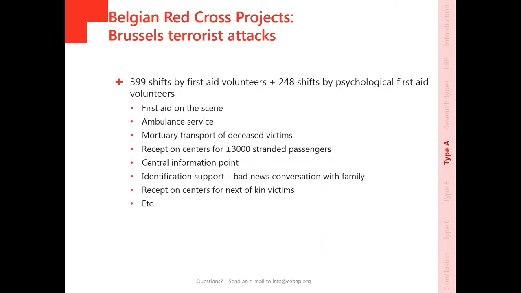Following the attacks, Belgian Red Cross took action immediately. Almost 400 shifts were done by first aid volunteers, and another 248 shifts were done by psychological first aid volunteers. They performed first aid on the scene, provided ambulance services, mortuary transport of deceased victims, organized reception centers for over 3,000 stranded passengers. They created a central information point, were involved in identification support, and held bad news conversations with family members, and so on.